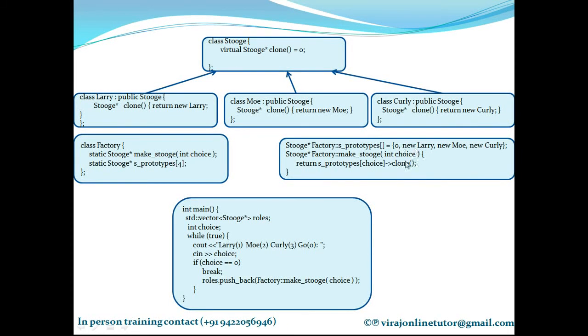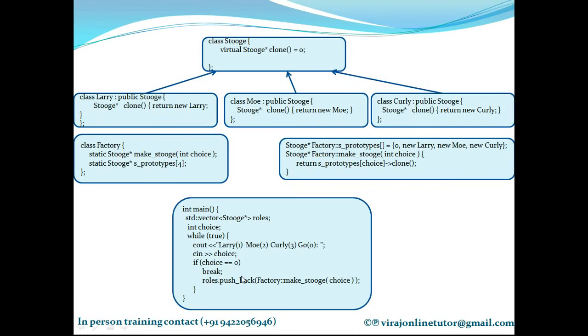So what if the user passes 3 from outside? If the user passes 3, it's going to go to index 3 of this array. So 0, 1, 2, 3. Oh great, I have a Curly object here. So I'm going to invoke clone of the Curly object. Where is Curly? Oh, here it is. So Curly clone is going to return a Curly object. Okay. So this is how the factory method is going to help us in creating these objects.